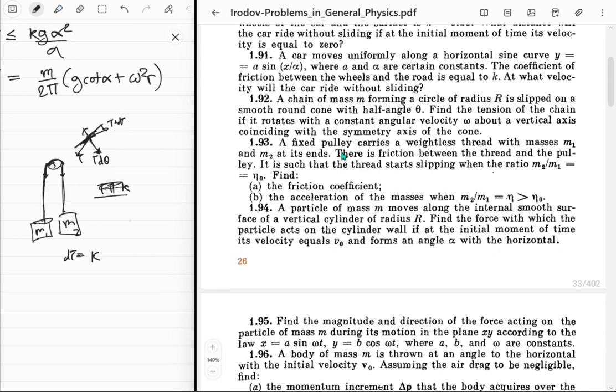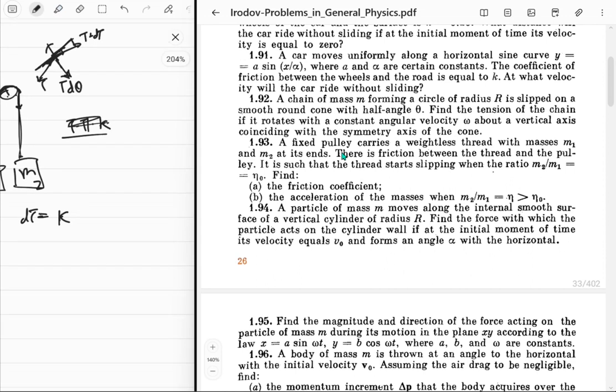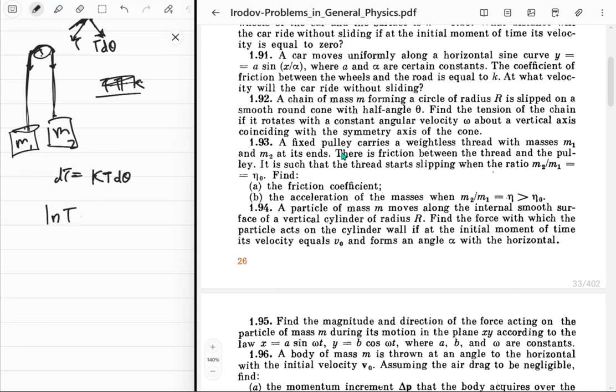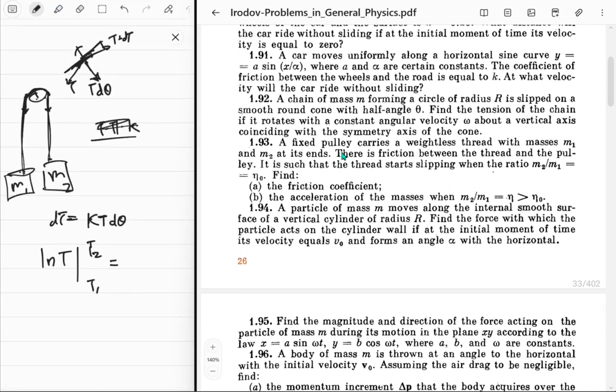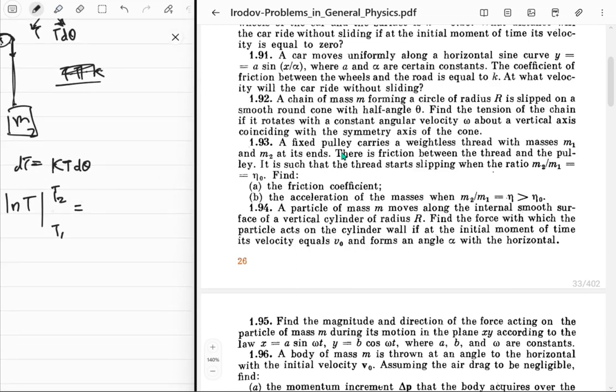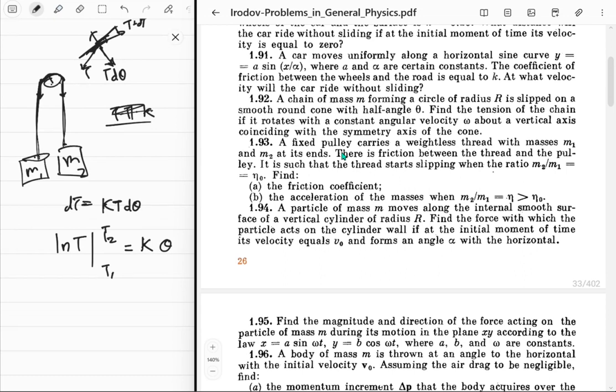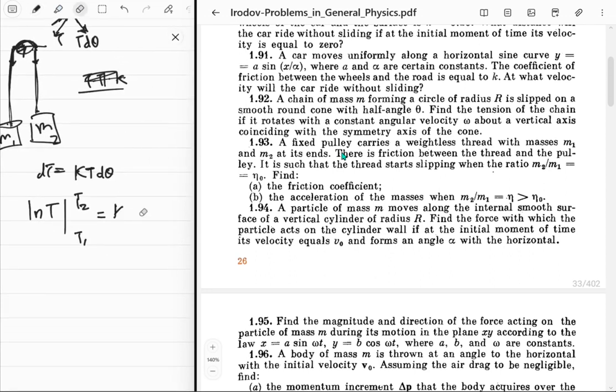So what do you have? dT is equal to k times T d theta. So that would be the natural log of T as it goes from T1 to T2 is equal to k times theta, of course. Theta is the change in the angle from wherever you start measuring the angle, maybe from here or over here, whatever. This change in angle is what we are looking for, which is basically in this case pi. So pi does show up in this case.